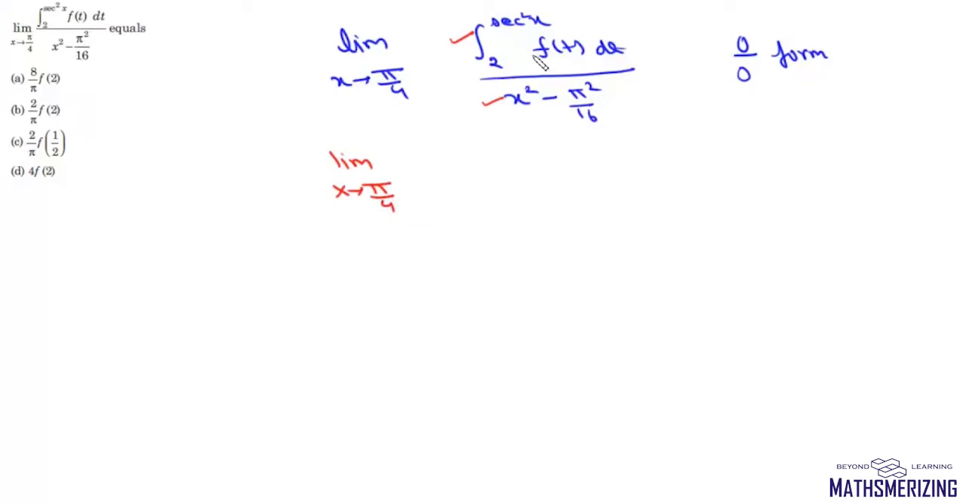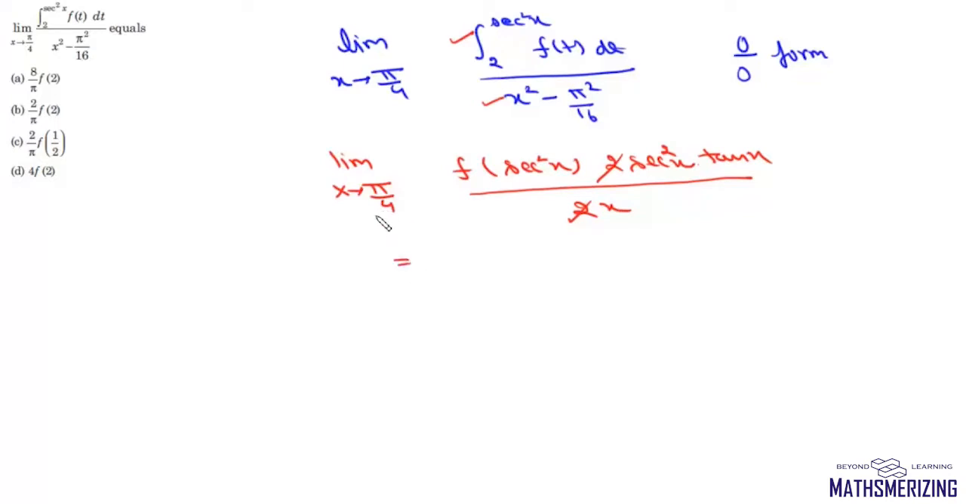Now here we'll use the Leibniz integral formula. So it'll be f of secant square x into 2 secant x into secant x tan x. So it'll be 2 secant square x into tan x upon 2x. Now we can cancel this 2 with 2. Here tan x upon x is not 1, because this is not x tends to 0, it is x tends to pi by 4. So we'll put the value of x as pi by 4.